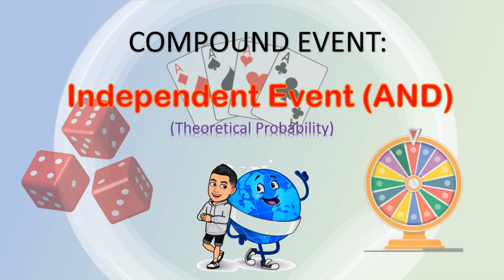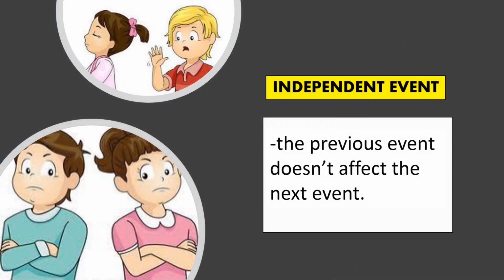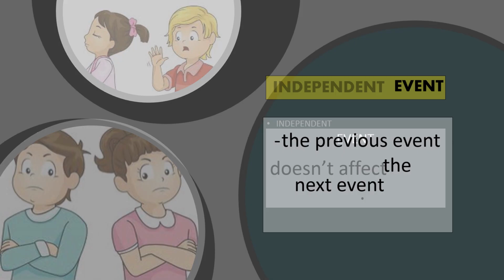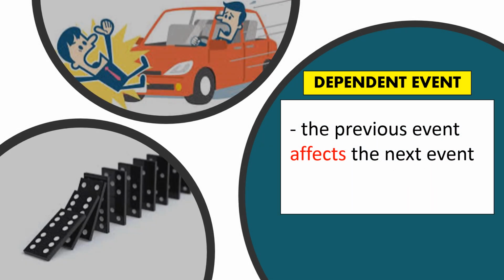We are talking about another type of compound event, which is an independent event under theoretical probability. First, what is an independent event? An event wherein the previous event doesn't affect the next event is what we call an independent event. If the previous event manages to affect the next event, we call it a dependent event.